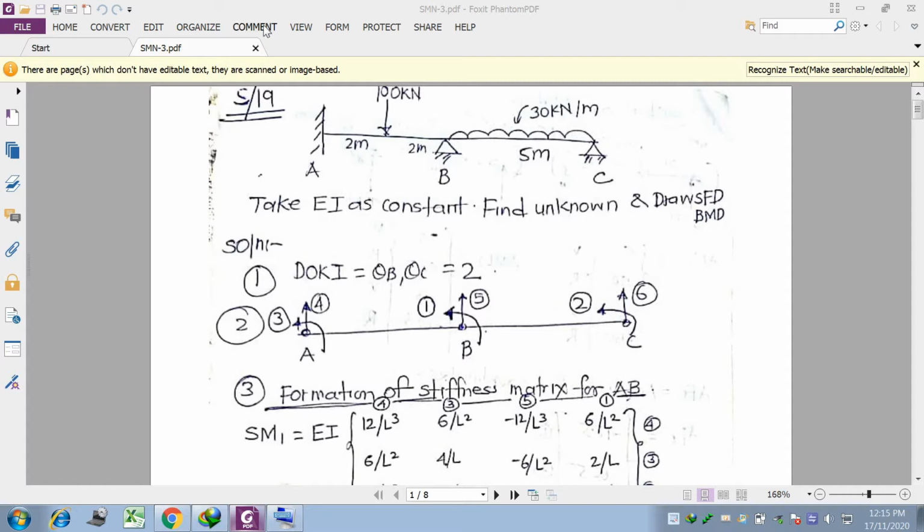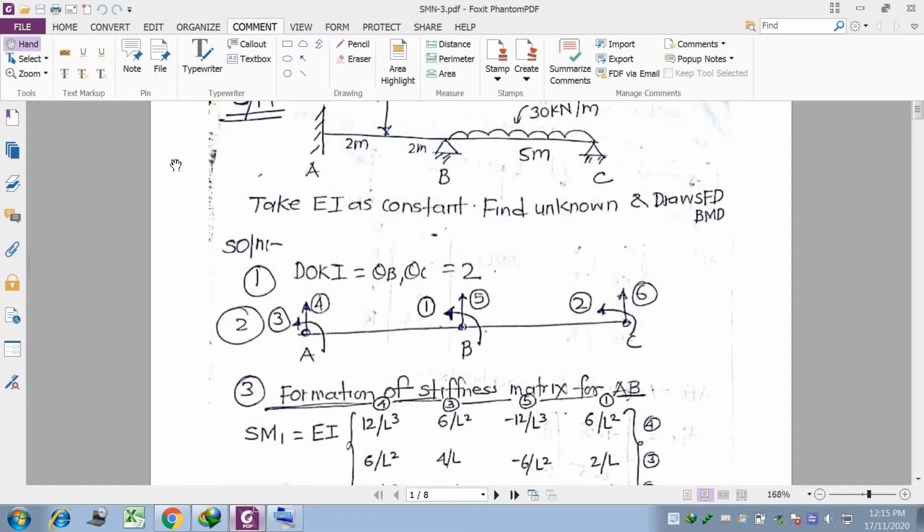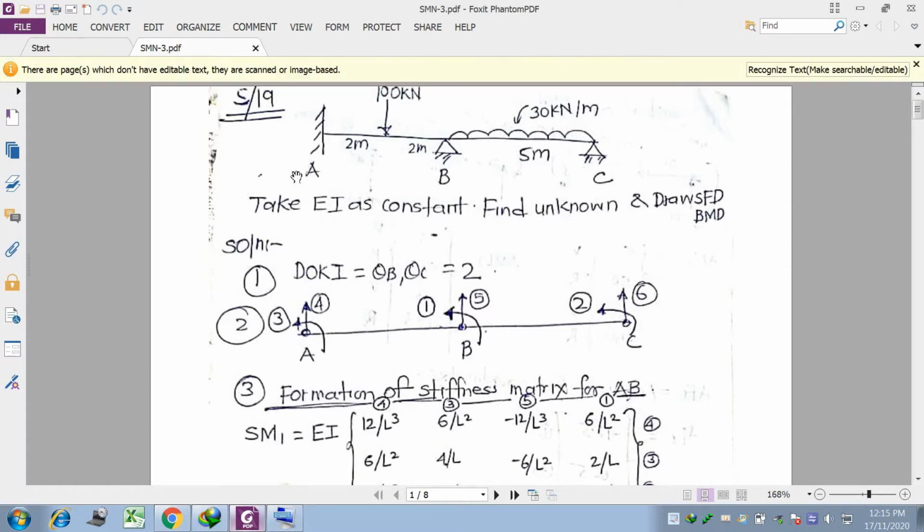Student. Today we will start with a new topic, a new numerical, and it is similar to the previous one that we have already solved in our previous lectures. I have taken this numerical from the summer 2019 paper.